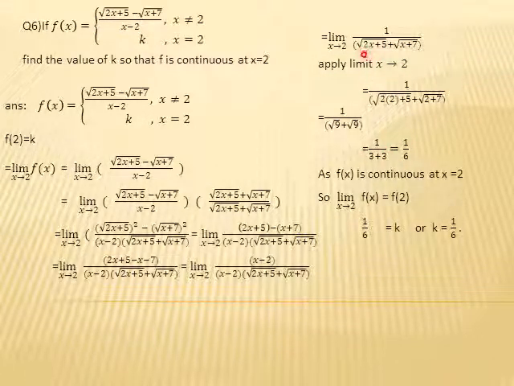2 times 2 is 4 plus 5 is 9, root is 3, again 9 root is 3, so 3 plus 3, the answer is 1/6. Now as f of x is continuous at x is equal to 2, limit of f of x as x tends to 2 is equal to f of 2. So 1/6 from here, and f of 2 from here is equal to k. So what is the value of k? 1/6.